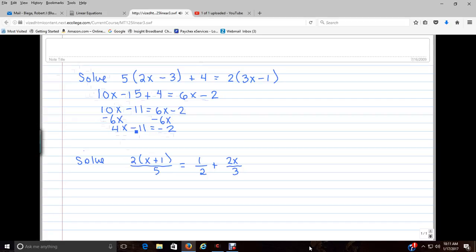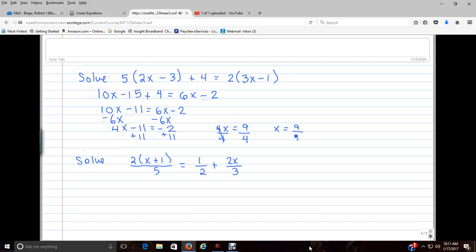Now, I want to move this negative 11 that's still over here with my x. To get rid of a negative 11, we'll add a positive 11. That will give me 4x on the left, and the negative 11 and the positive 11 will cancel, and negative 2 and positive 11 is 9. And then our last step, to get rid of the 4 that's still with our x, let's divide it out, and we get x is 9/4.